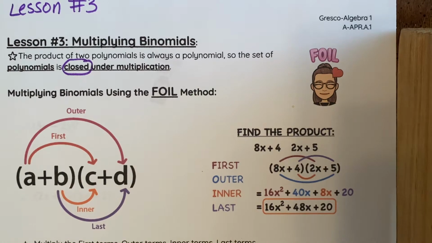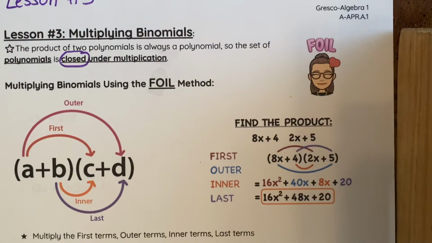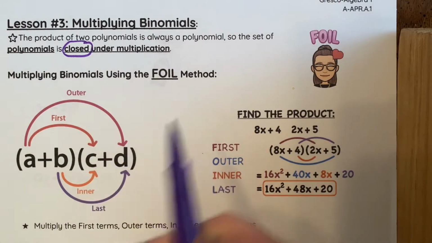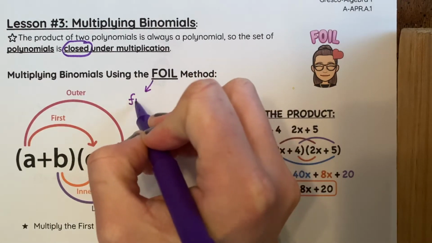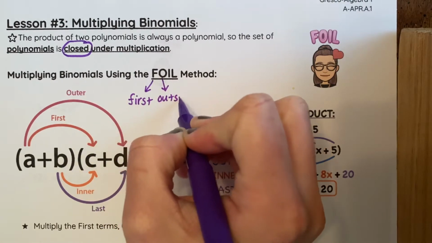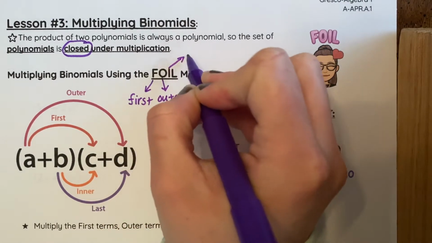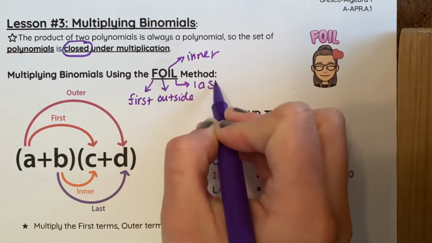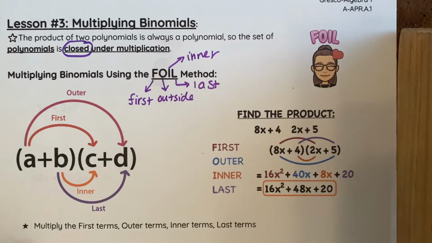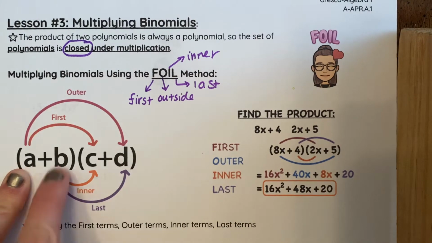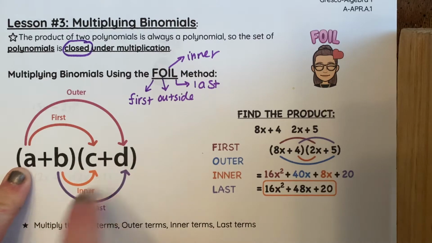So today we're just going to be starting off with binomials, and we're going to use this idea of the FOIL method. So FOIL stands for first, then we have the outside, we have the inner, and the last. And these are the terms. So we see the first, the outer, the inner, and then the last.